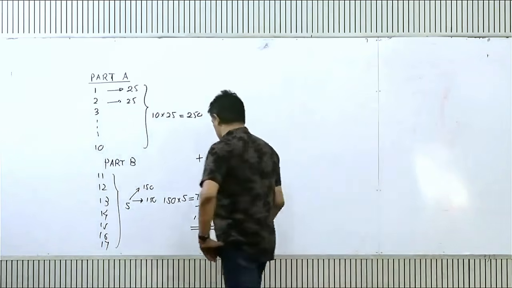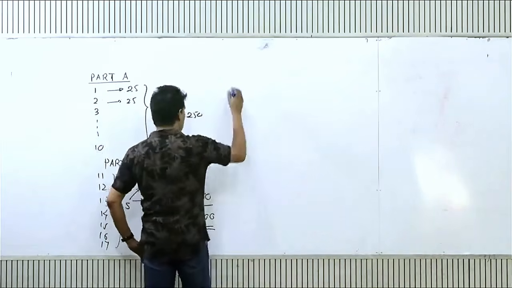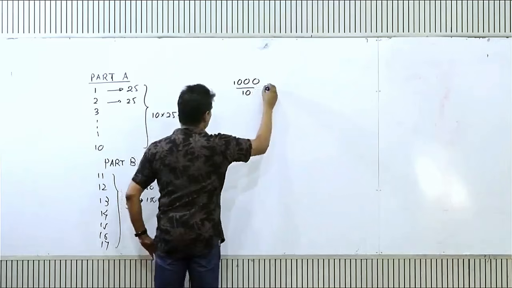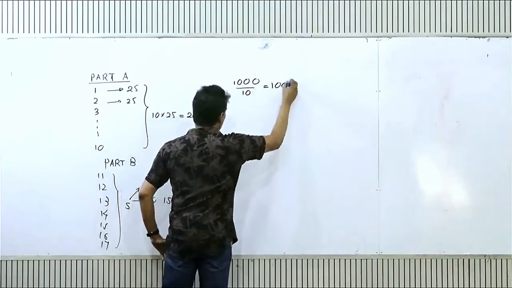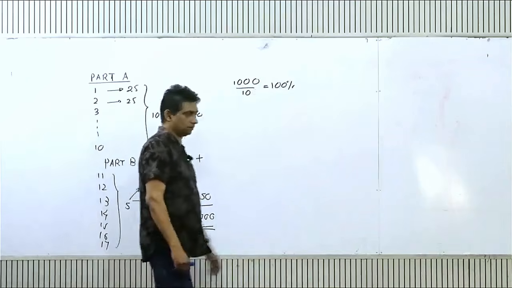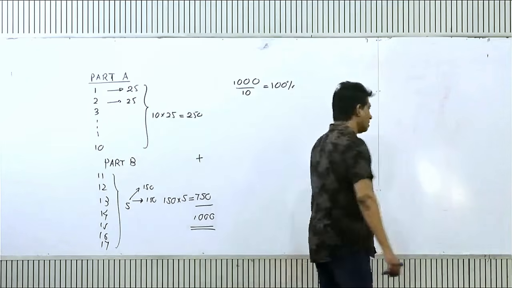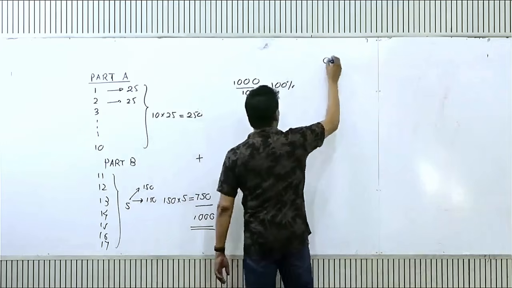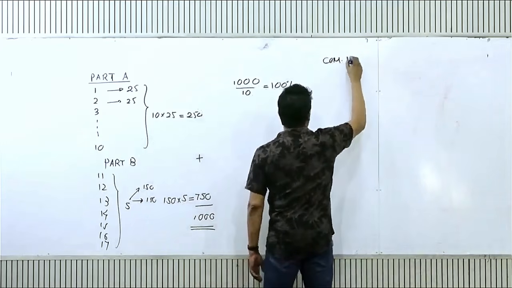After giving these marks, they divide this 1000 marks by 10. Then for the first paper they get 100% marks. Same as the second paper, the combined mathematics second paper.